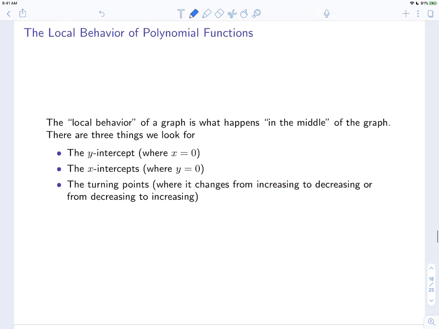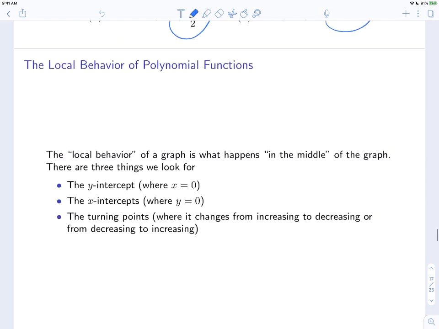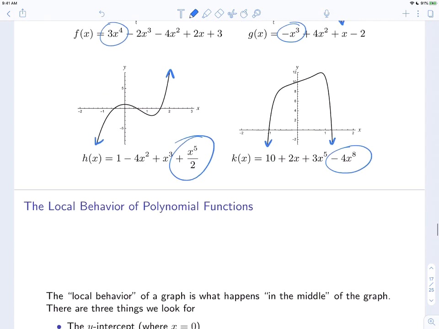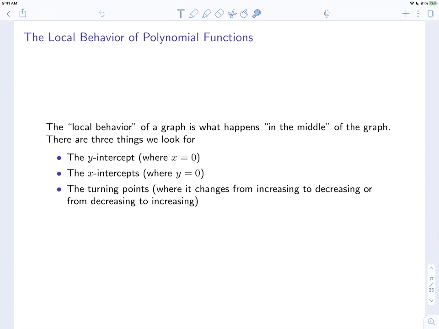Now the local behavior of polynomial functions is what we have in the middle. If we're looking at what's going on in the middle of these graphs, that's what we call the local behavior. There are three things to look for: the y-intercept, where x is equal to 0; the x-intercepts, where y is equal to 0; and what we call the turning points, where it changes from increasing to decreasing or from decreasing to increasing. Notice I say the y-intercept because there's only one of those, and I say the x-intercepts because there can be plural. There might be none, but there can be many.